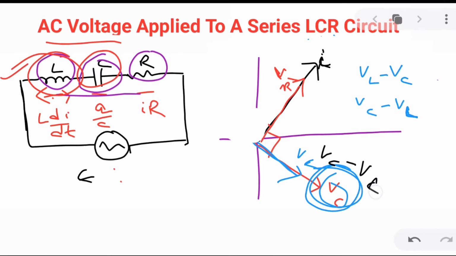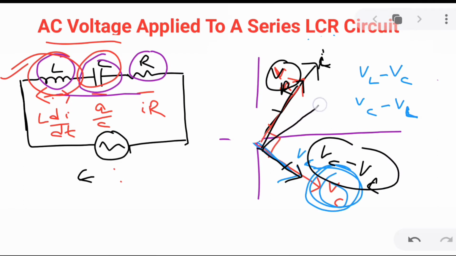Now this is VL. So this is the resultant, VC minus VL. This is VR, the voltage drop across the resistor. Now see, what will be the resultant of these two voltages? Phasor diagram means voltage and current are vector quantities, so the resultant of these two vectors will be somewhere in this direction.